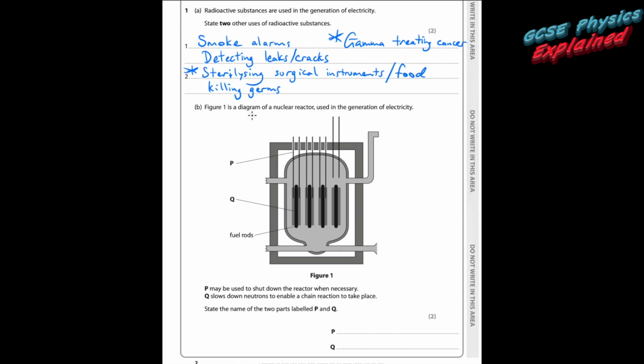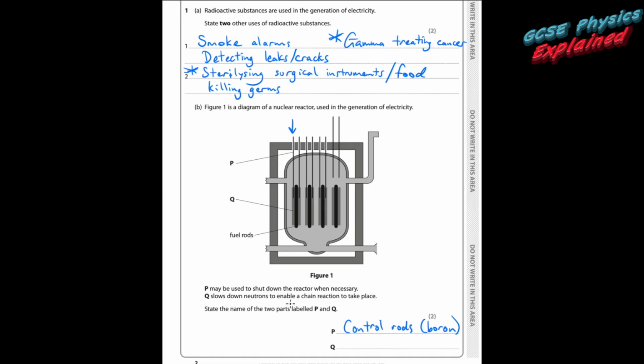Part B. Figure 1 is a diagram of a nuclear reactor used in the generation of electricity. P may be used to shut down the reactor when necessary. Q slows down neutrons to enable a chain reaction to take place. State the name of the two parts labelled P and Q. Well, P, if it shuts down the reactor, that's control rods, which would be boron, just in case you needed to know. We basically drop those down into the reactor. The boron absorbs neutrons, slows and stops the reaction.